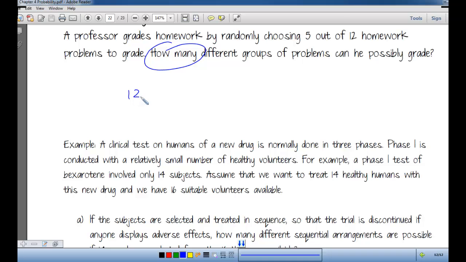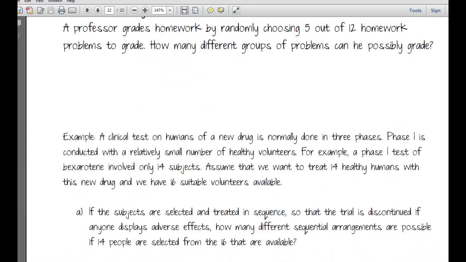We would say 12 choose 5, which is what? 792. Okay, 792 different ways in which he could choose problems. All right, questions about that? 5 problems from the 12. Okay, let's look at this next one.